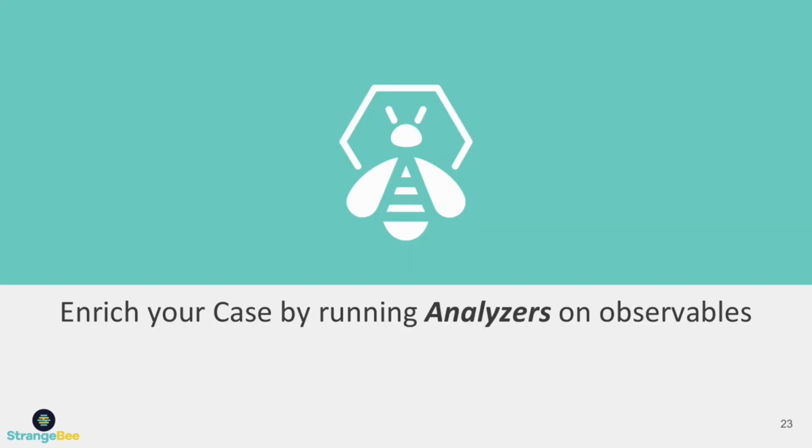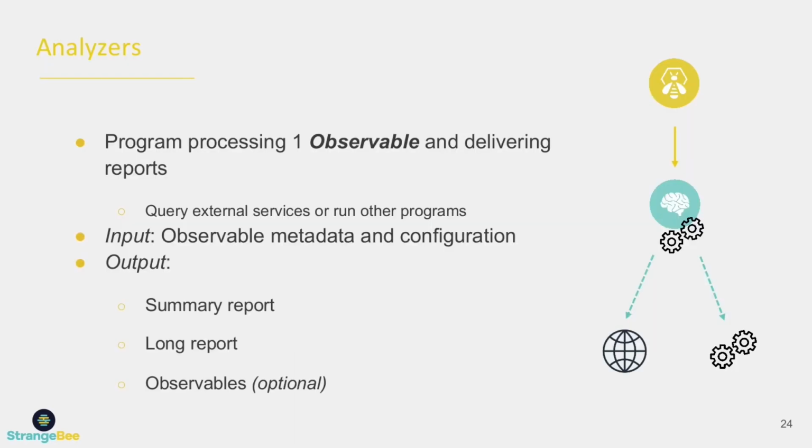So now let's see how to use analyzers to enrich the case and gather useful information from observables. So an analyzer is basically a program that processes one observable and delivers reports. For example, you can imagine an analyzer that is querying VirusTotal to get a report from a hash. As an input, analyzers take observable metadata and configuration, and as output, analyzers deliver a summary report, a long report, and maybe sometimes some observables extracted from the report.